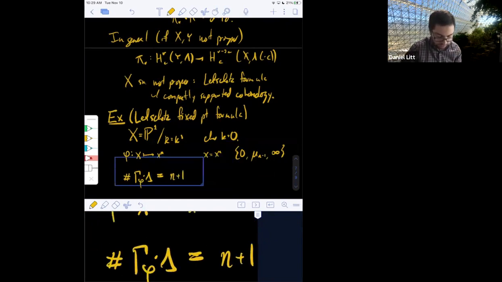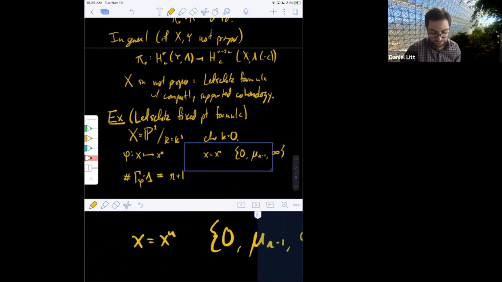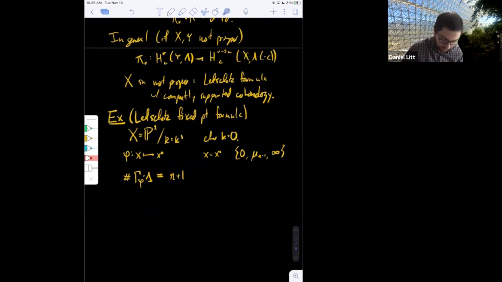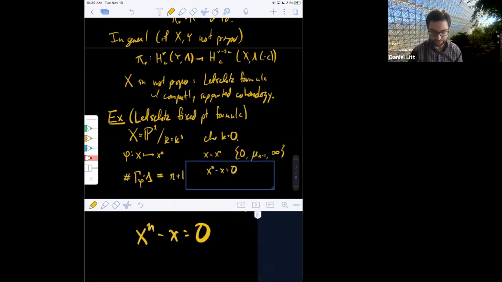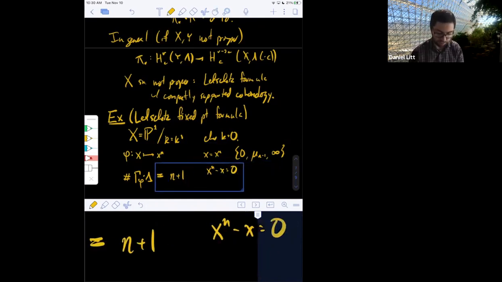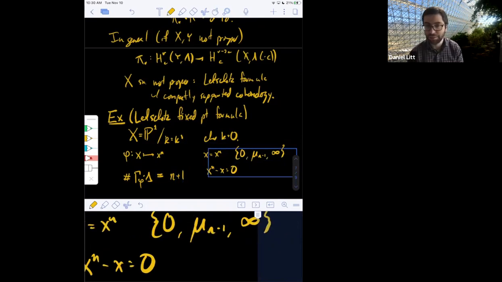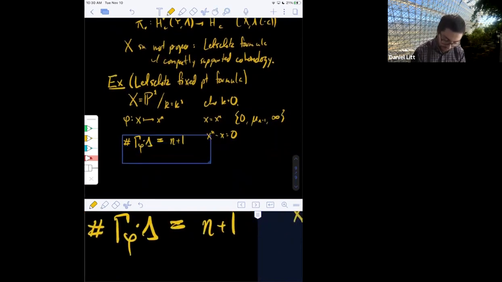So this makes sense. There's a little content here: you have to compute the multiplicity, but it's not so bad. So what is the multiplicity? Well, we're looking at x to the n minus x equals 0, and in characteristic 0, this is a separable polynomial. It has no double roots. So we just get n plus 1 here. You also have to do the same check at infinity, but you just replace x with 1 over x, and then you get literally the same computation. Okay, so n plus 1 is here.